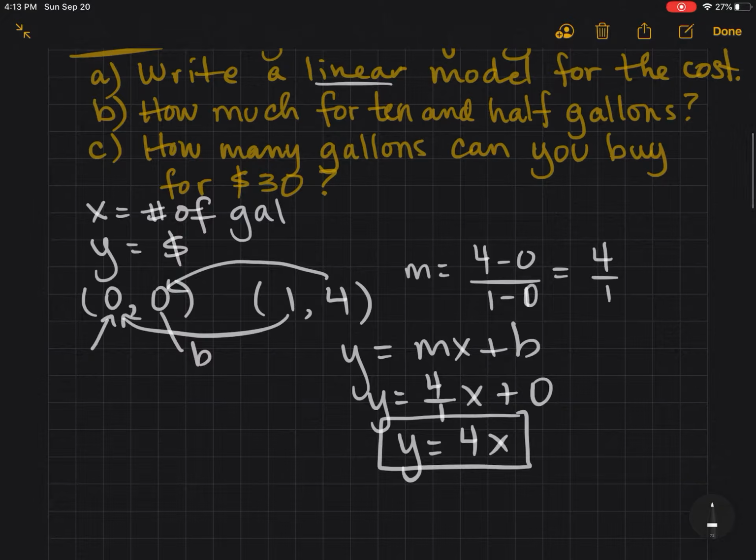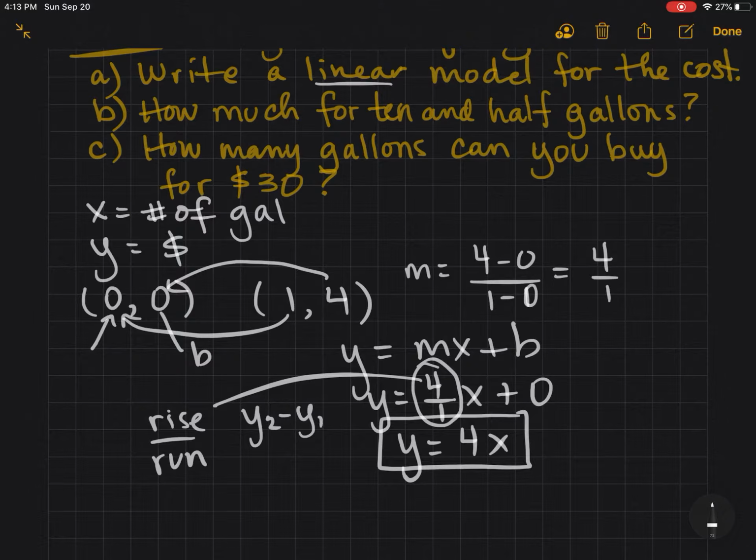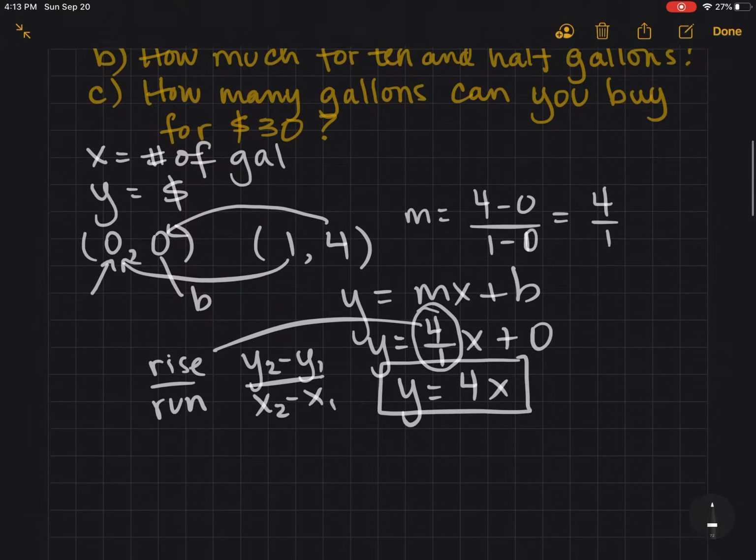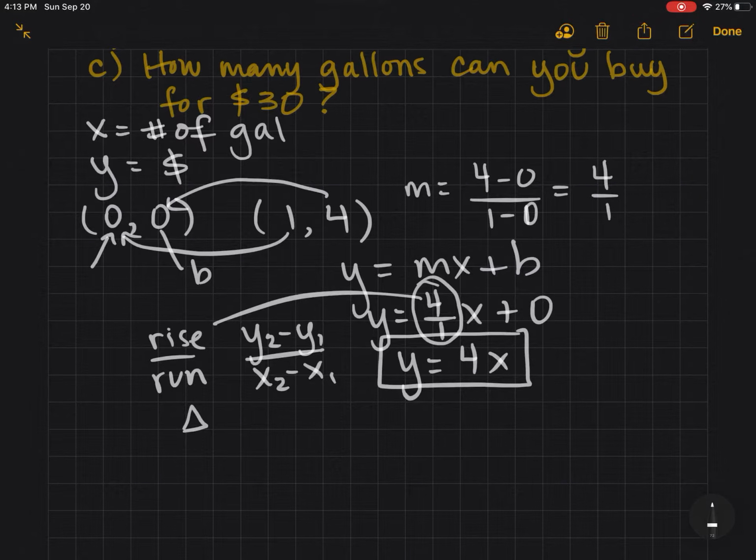I want to make sure you understand what this slope represents. For a linear model, it tells the entire problem. The slope is so important. So remember, slope represents rise over run. However, let's also remember that the rise is characterized by the change in y over the change in x. Later in math, we'll call the change in y delta y and change in x delta x.